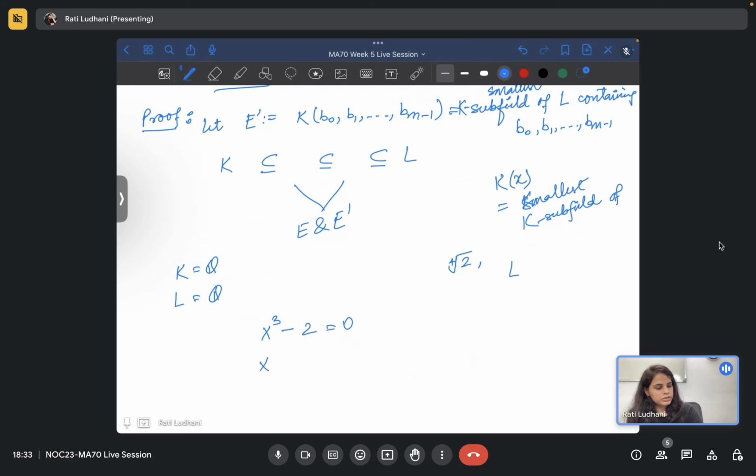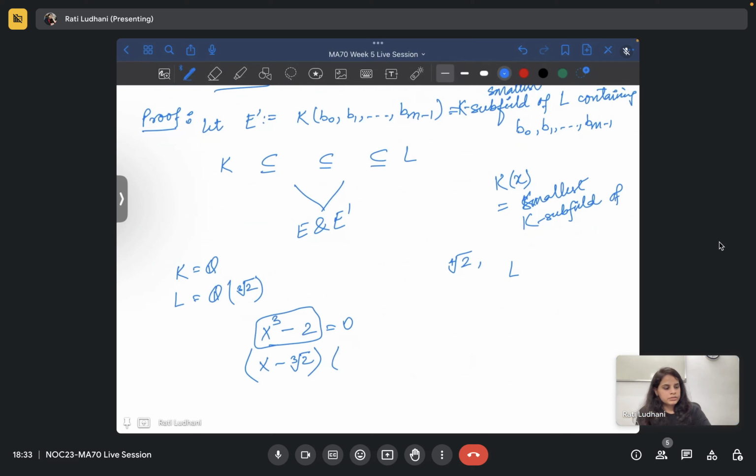What will be the roots? So you have this root. If you just attach this, this is still not a splitting field. Splitting field means it contains all the roots of this equation, like this equation splits into linear factors. So that is exactly what you mean.